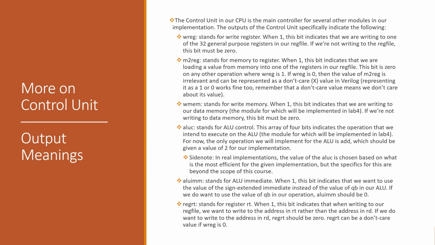Now, the control unit in our CPU is the main controller for several other modules in our implementation. The outputs of the control unit specifically indicate the following. WREG stands for write register. When 1, this bit indicates that we are going to be writing to one of the 32 general purpose registers in our reg file. If we're not writing to the reg file, then this bit must be 0.